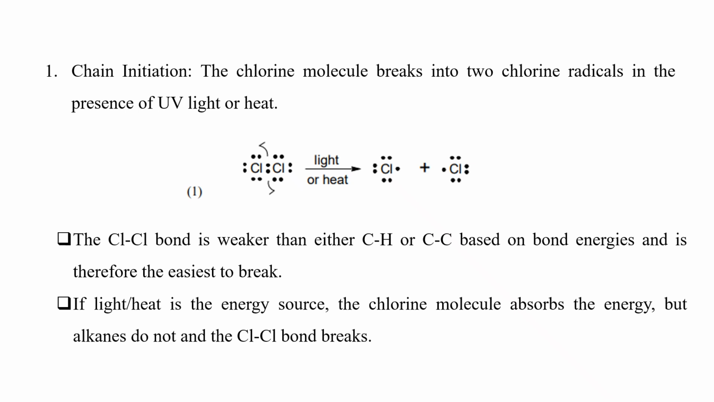And the chemistry tells us that half-headed arrows show movement of only one electron. And as for full-headed arrows, they show movement of an electron pair. That is two electrons, right? One may ask, why are we breaking the chlorine molecule instead of the alkane, right? The chemistry tells us that the chlorine to chlorine bond is weaker than either the carbon to hydrogen or the carbon to carbon based on bond energies, and is therefore the easiest to break.